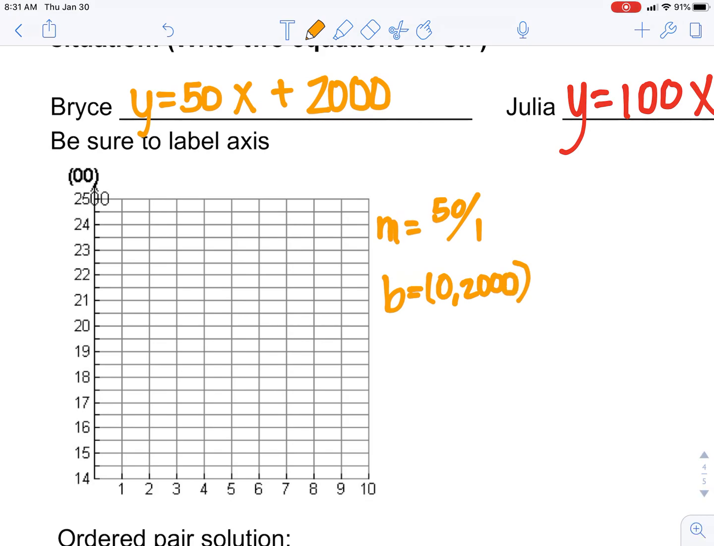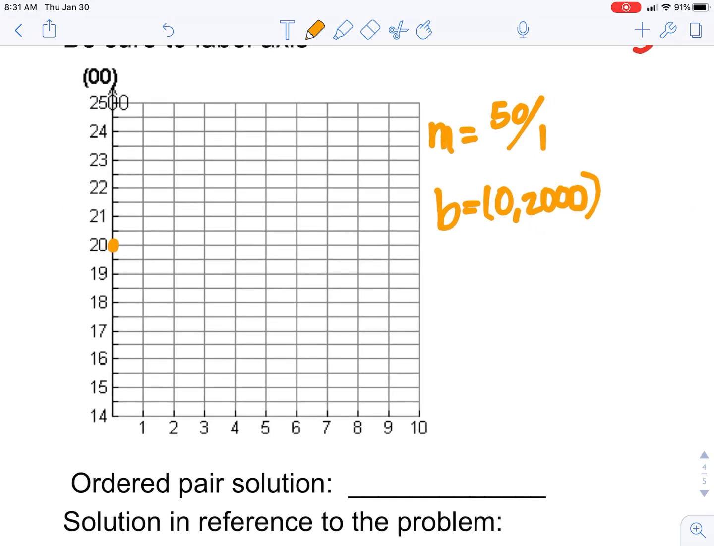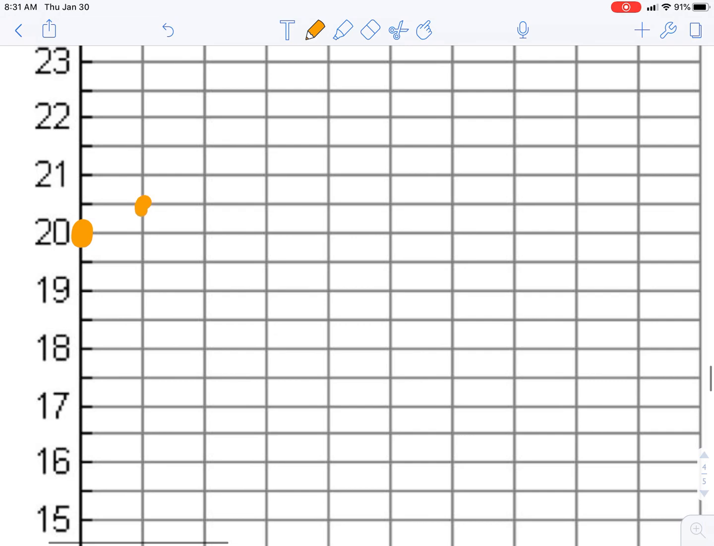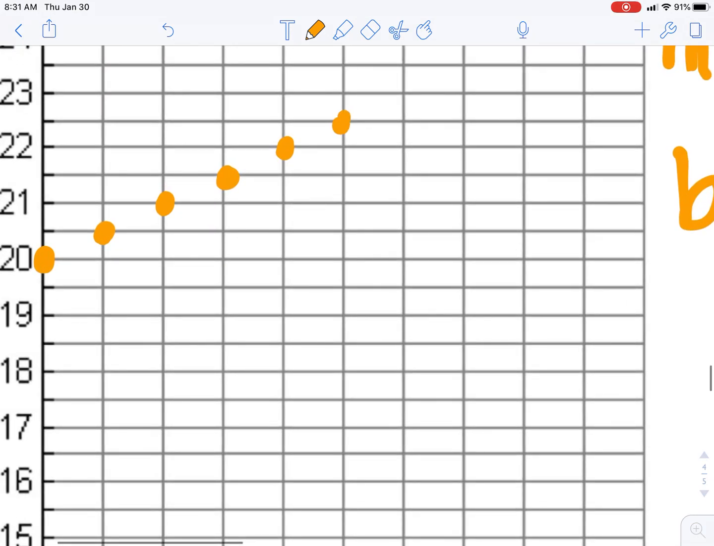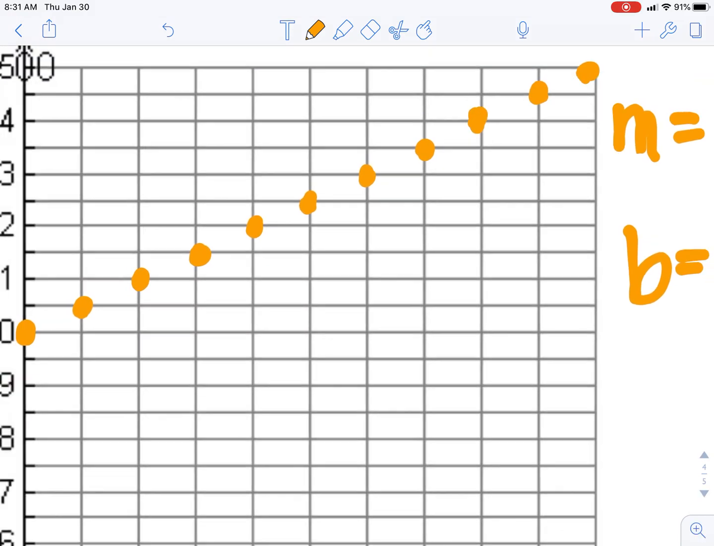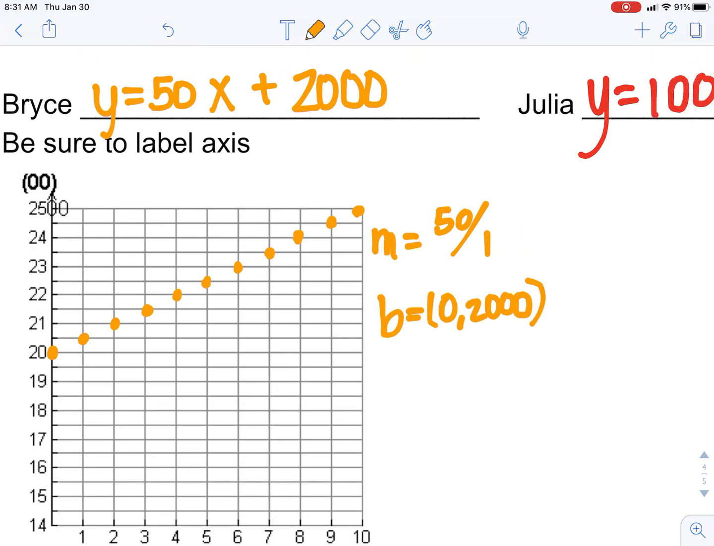Okay, and so this looks a little different. The graph just represents in number of thousands. So when we look at 2,000, we're going to graph it on 20. And then we're going to go up 50 and 1, because on the bottom it counts by ones. And then on the left, each one is over by $50.